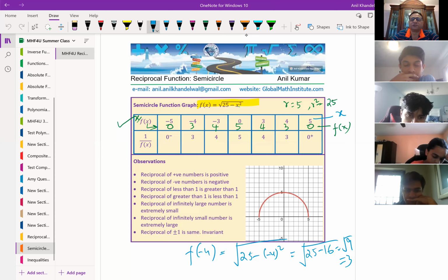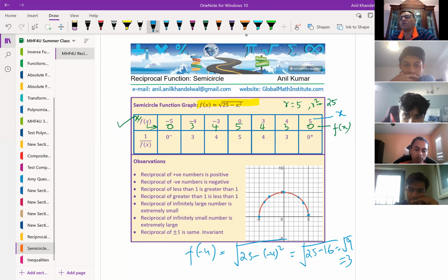Once you have these values, you can plot them on the graph, right? Minus 5, 0, you get a value, right? 3 and 4, you get another value. 0, 5, you get a value. Minus and plus values. Is that clear to you? Once you have these values, just connect them with a semicircle. So you got a semicircle. Perfect. As expected, the domain of this semicircle is from minus 5 to plus 5, and the range is from 0 to 5, both included. Correct?